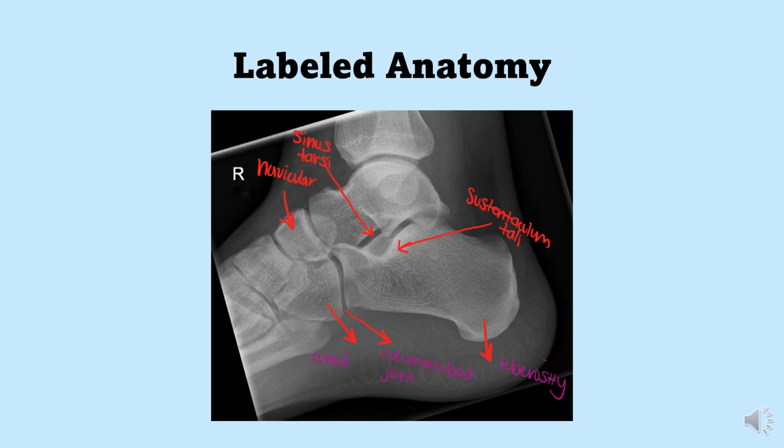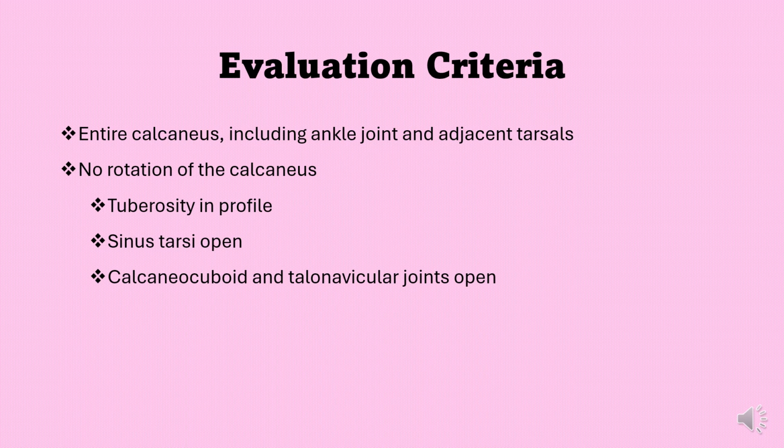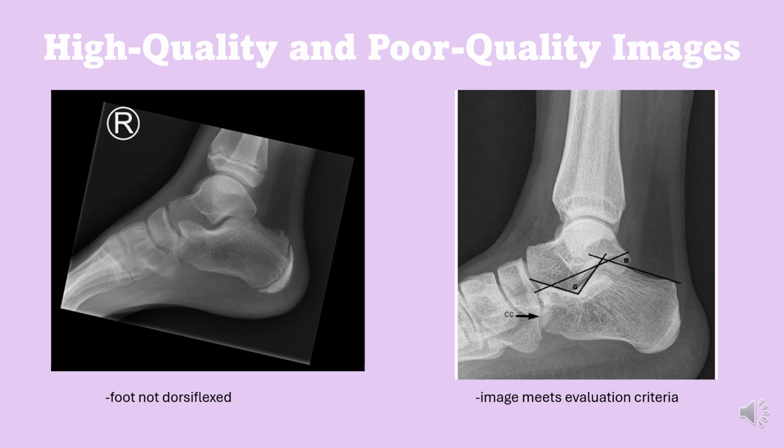The anatomy included on this projection is the sinus tarsi, navicular, cuboid, calcaneocuboid joint, tuberosity, and the sustentaculum tali. The evaluation criteria is the entire calcaneus is included with the ankle joint and adjacent tarsals, and that there is no rotation of the calcaneus. The image on the left does not meet evaluation criteria because the foot is not dorsiflexed, but the image on the right does meet evaluation criteria.